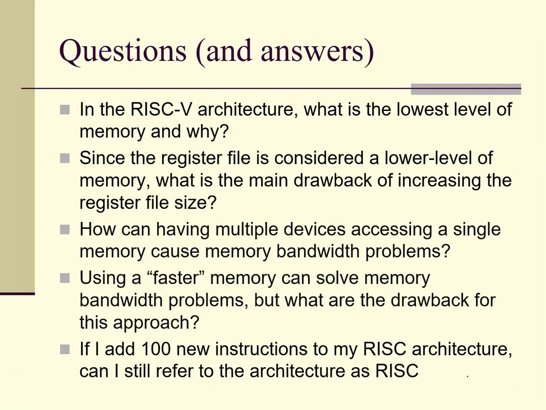So, questions and answers here. In RISC-V architecture, what is the lowest level of memory and why? For us, it is the register file, and it's the fastest memory. We consider it fast, not in the semiconductor sense, but in the sense that if I have to crunch data in memory, I have to load it from memory, put it in the register, crunch it, then write it back. That's why register memory is considered faster.